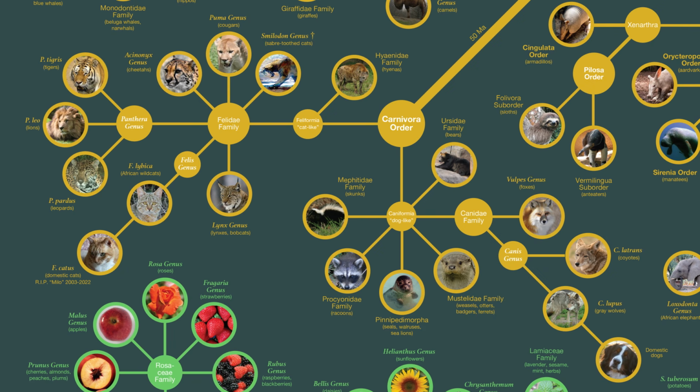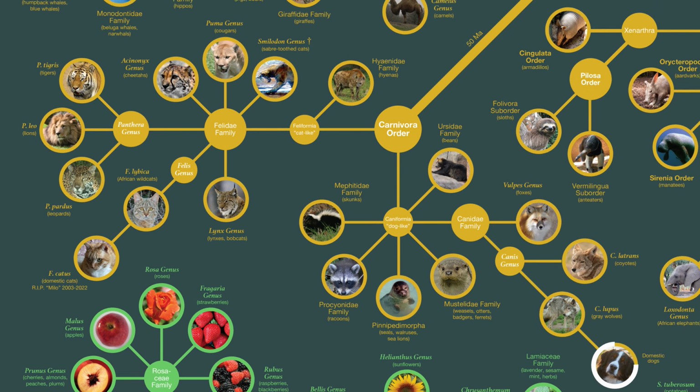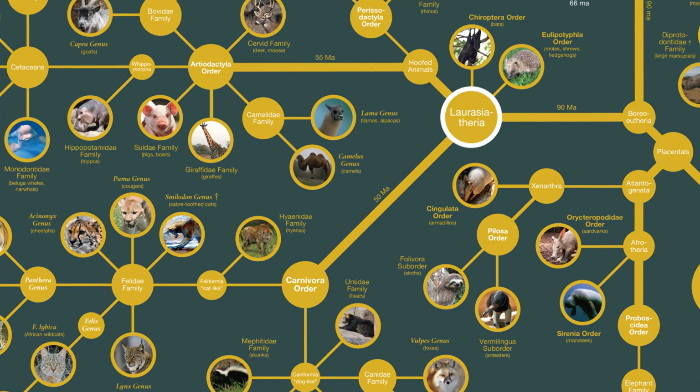And then, of course, there's the Felis genus, which includes the African wildcat, from which the domestic cat, Felis catus, evolved. On the dog-like side are many different families, such as the ones with bears, skunks, raccoons, seals, and otters. But then, of course, there's Canidae, the dog family, which includes foxes, coyotes, and wolves. It was from the gray wolf, Canis lupus, that the domestic dog evolved. Okay, so that takes care of Laurasiatheria.